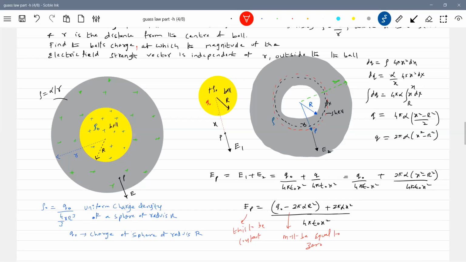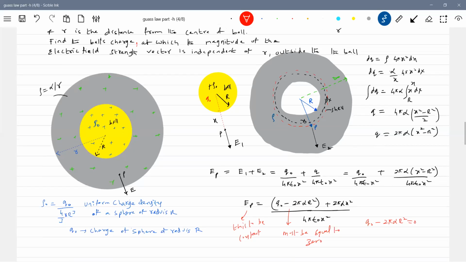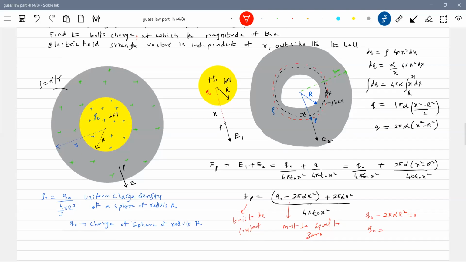So therefore, what is the condition now? Q naught minus 2 pi alpha r square equals 0. So he's asking what should be the charge. Okay, if your magnitude of charge is equal to this much, then the field strength in that layer will remain constant. The field here will be in fact uniform.